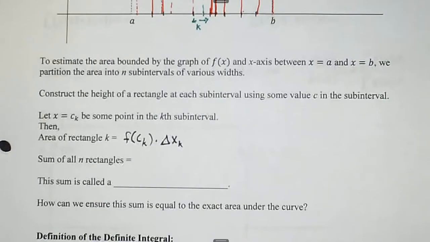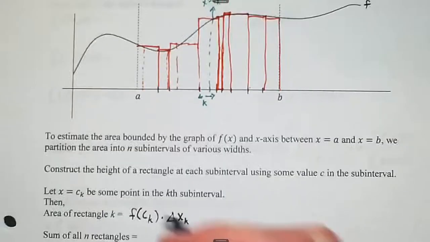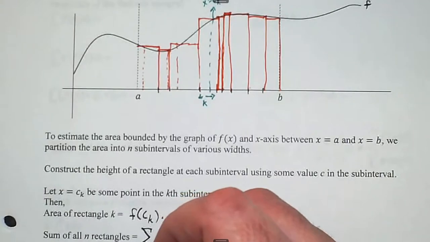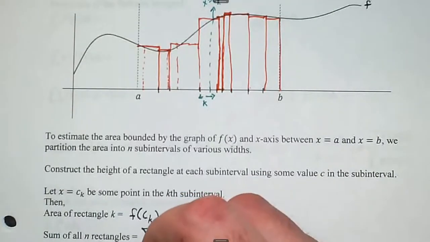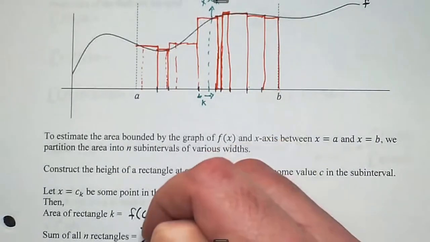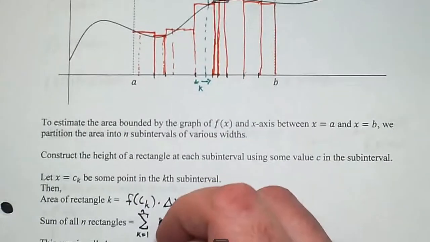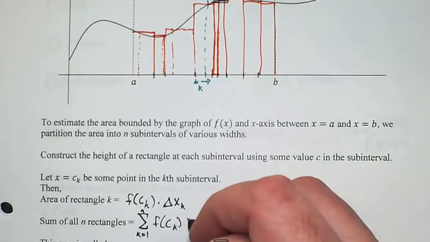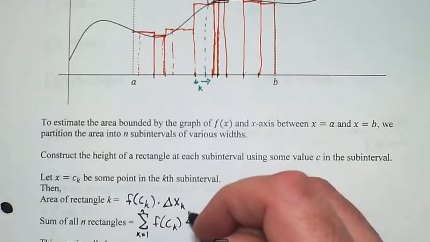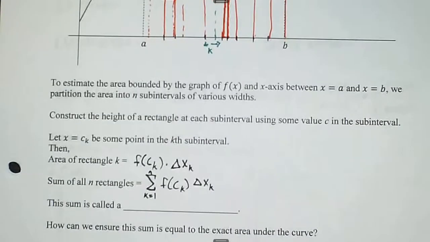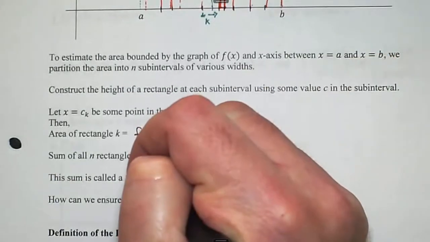Okay? So now I want to find a sum of all n rectangles. So I'm going to go with sigma. I'm going to let k, my kth rectangle, start at rectangle 1 and go to rectangle n. And then I'll do f of my magical c sub k for each one of these kth intervals times the width of each interval, which is the change in x from the left to the right. Okay. This sum is called a Riemann sum.